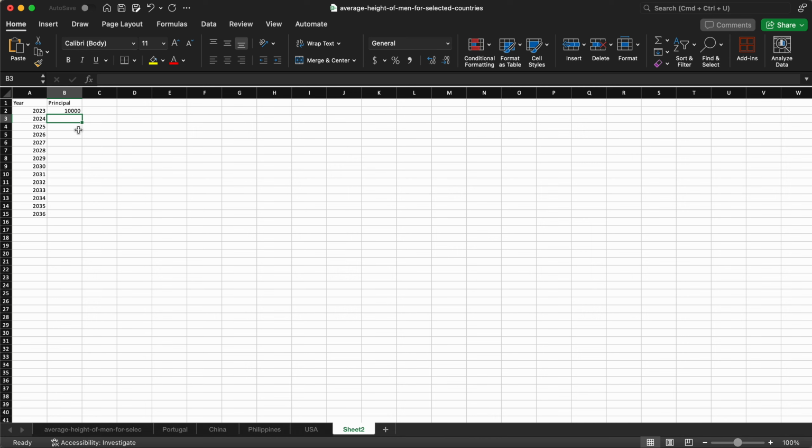So to see how much we would get over the course of 15 years, we would write a formula. So equals our principal amount.